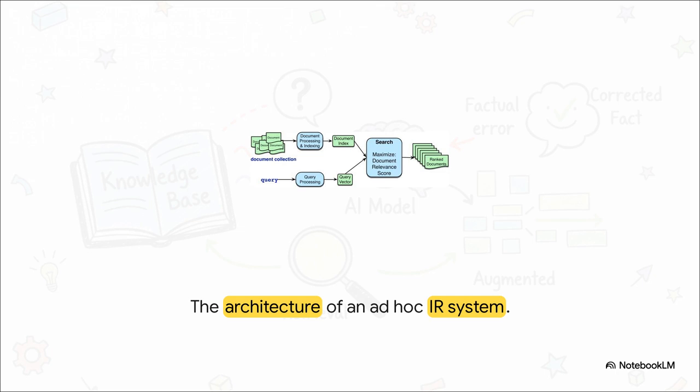Then on the bottom left, the user types in a query, expressing whatever it is they need to know, and that gets processed into a query vector. These two separate paths then converge right in the search engine, which mathematically maximizes the relevant score to output a perfectly ranked set of documents. It's like a giant puzzle coming together.